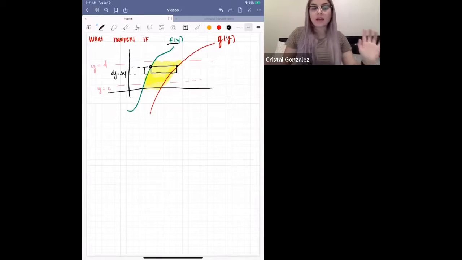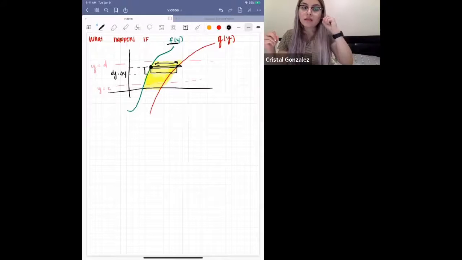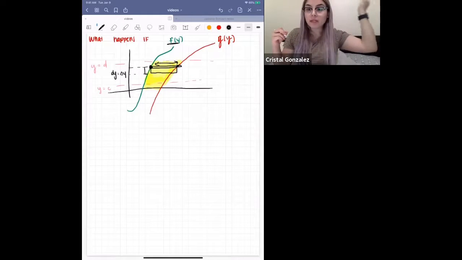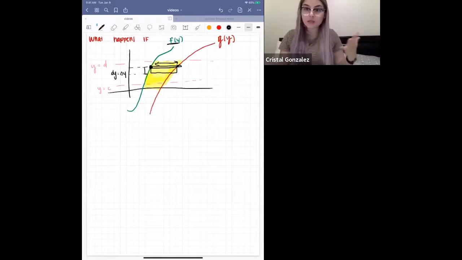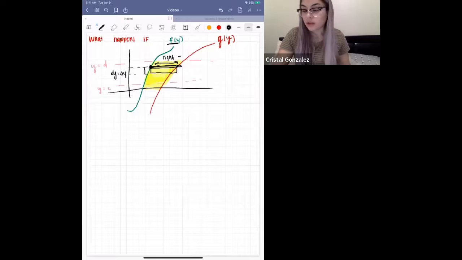And then again, now if we wanted to find the distance between this point here and this point here, how do we do that? Well, before in the last example, we had that the distance was our top function minus our bottom function. But in this case, we don't have a top function and we don't have a bottom function. But we do have a left function and we have a right function. So to find the distance between them, so that width or that height here is going to be the right function minus our left function.